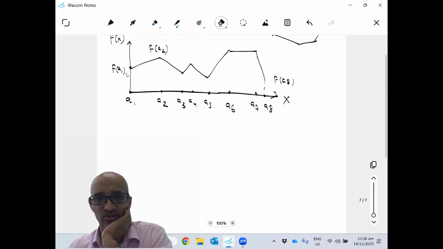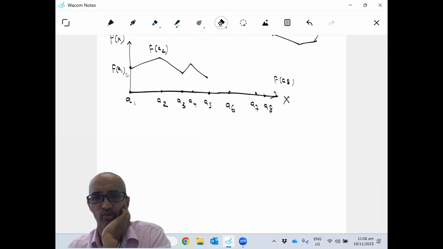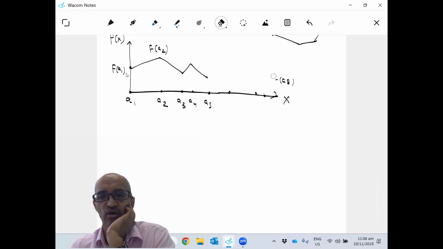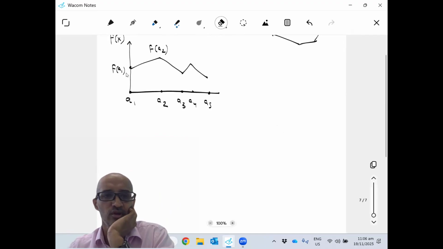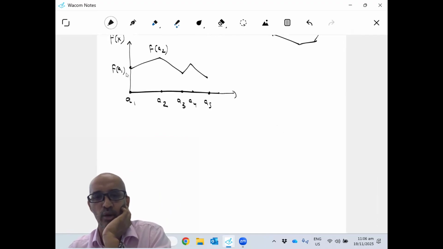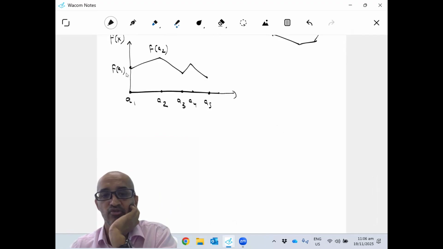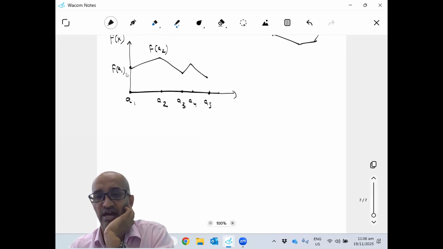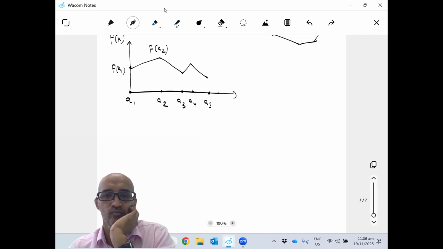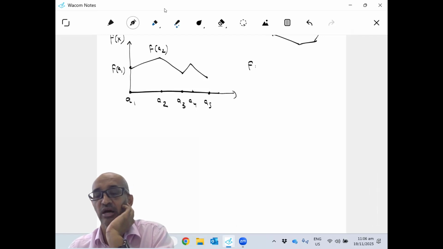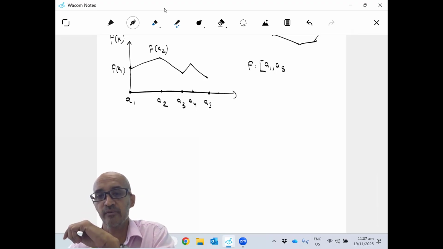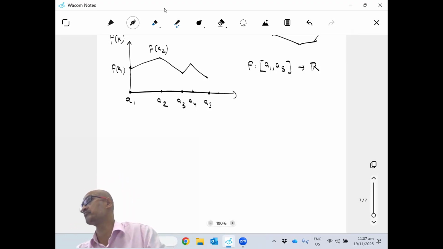Okay. And maybe just to keep this, I don't want to make this too big a problem. So maybe let's do this only from A1 to A5. Let's say my domain is from A1 to A5. So in this example, the domain of f is from A1 to A5, and it maps to real numbers.